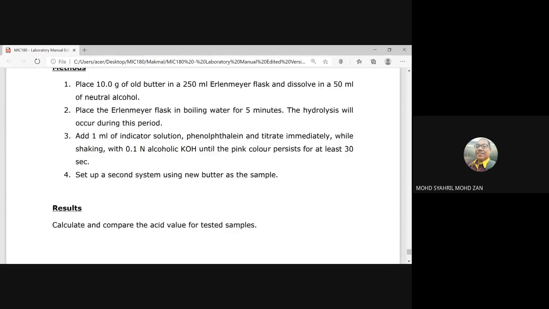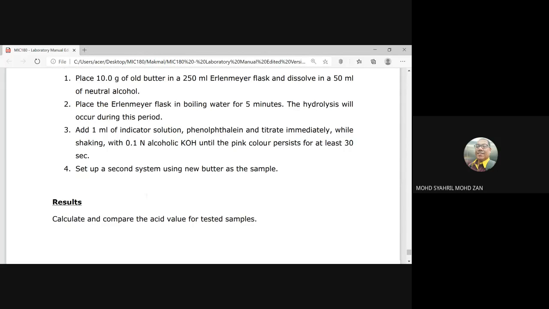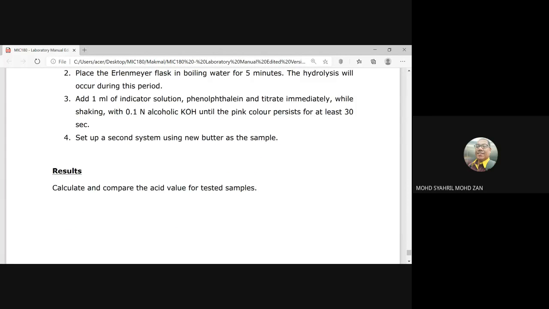So number 4, set up a second system using new butter as the sample. Before this, you used 10 gram of old butter. And then set up the new one with 10 gram also of new butter. The result, you have to calculate and compare the acid value for the tested samples. Okay.